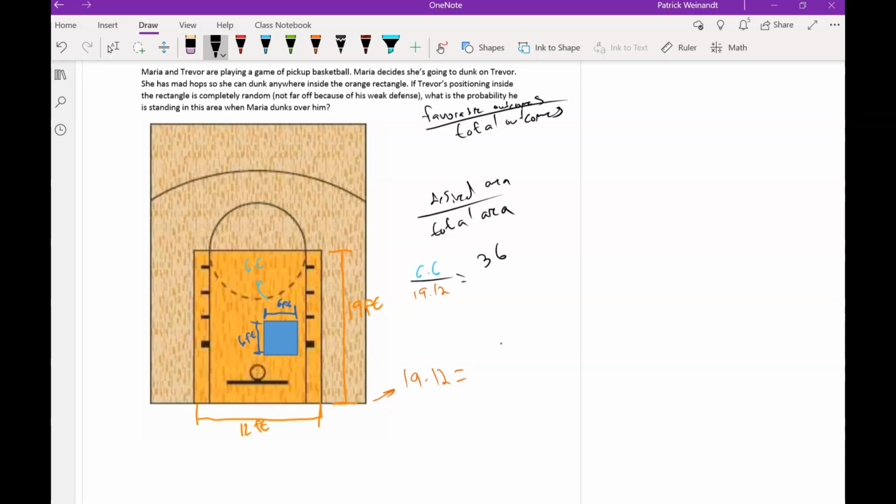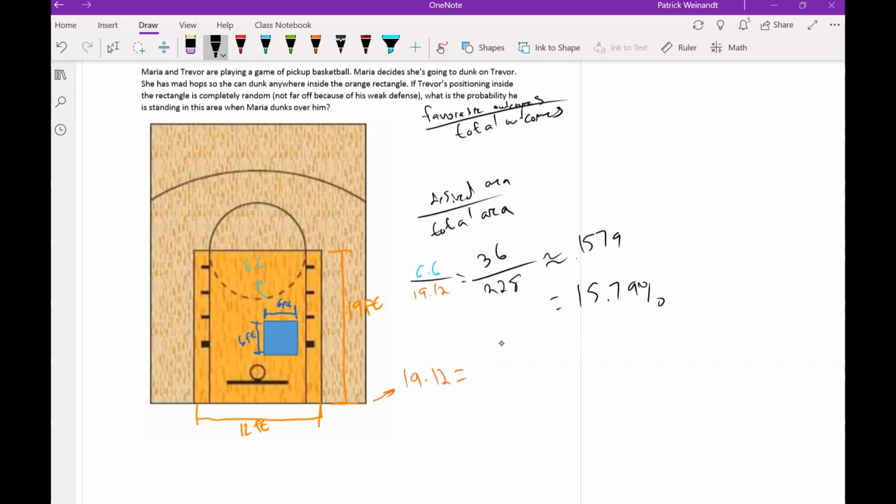So 36 over 19 times 12, which is 228, plug that into your calculator, you get about 0.1579 or 15.79%. So assuming that he is completely randomly standing in this rectangle when Maria decides to dunk on him, there's about a 15% chance.